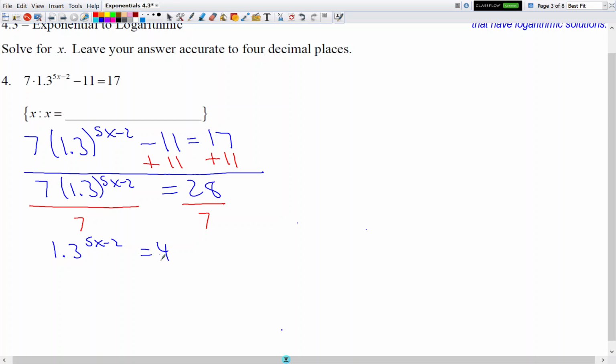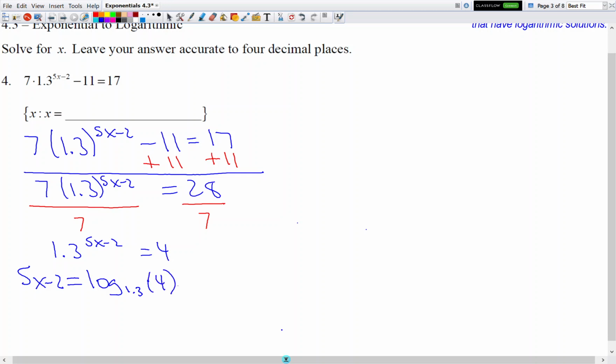So I'm going to switch to log form. Okay, 1.3 is your base, 5x minus 2 is my exponent, 4 is my answer. So I'm going to change it into log form, which says, write your exponent first, 5x minus 2 equals log, and then the tiny number right next to the g is going to be your base, which is 1.3, of the answer, so 4.